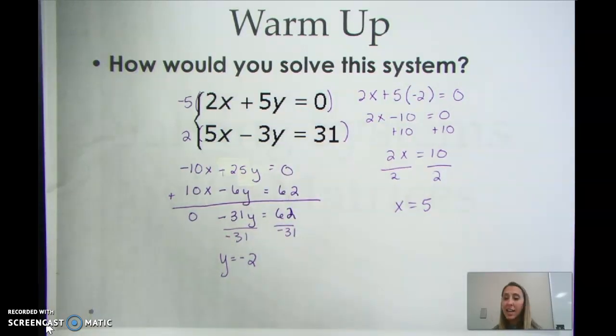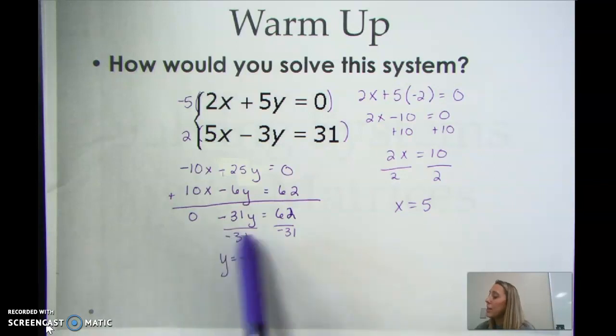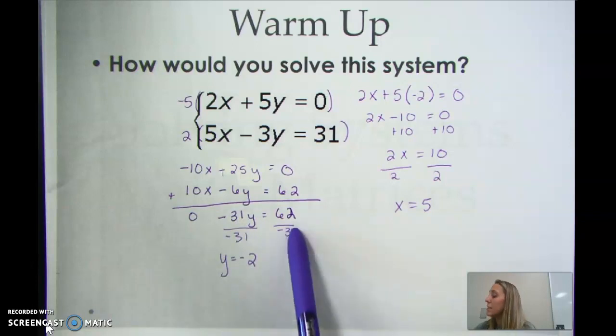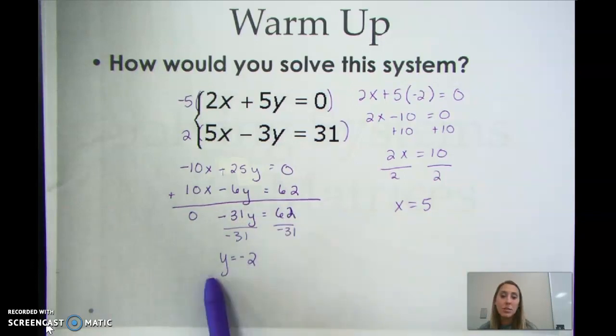Then I just needed to isolate my variable, which was y. I divided by negative 31 because y was being multiplied by 31. Dividing both sides, I ended up with y equals negative 2.